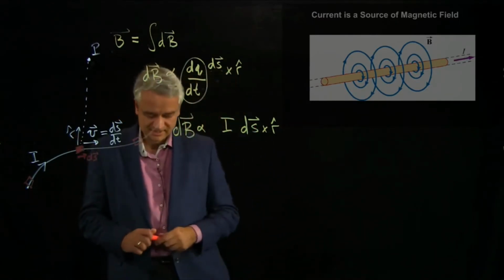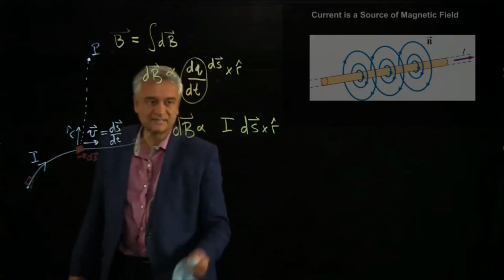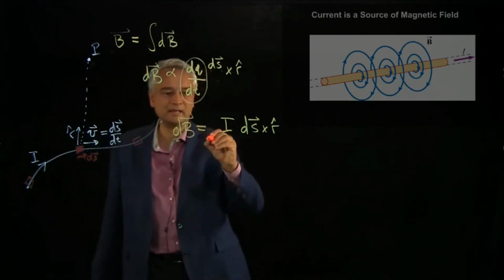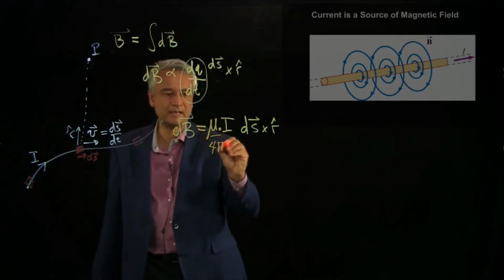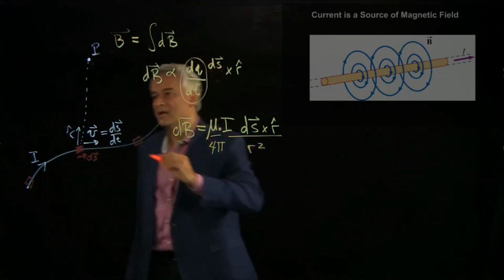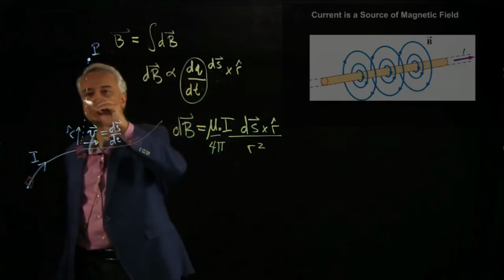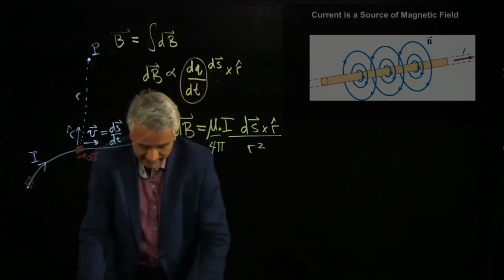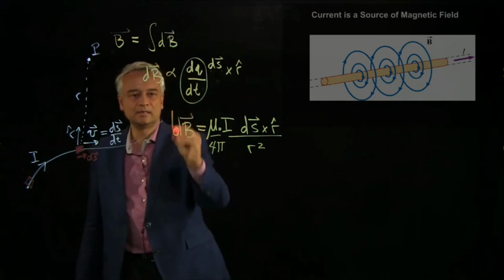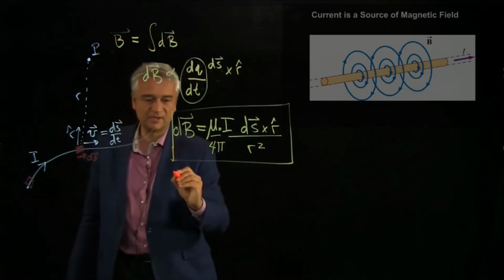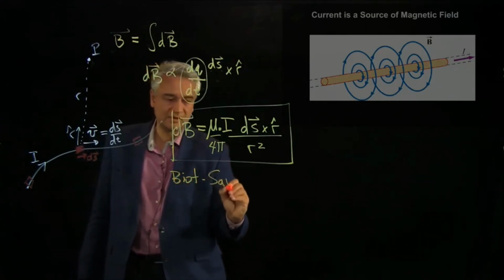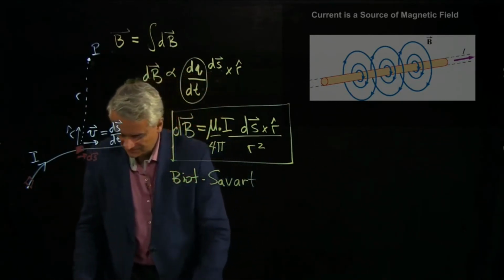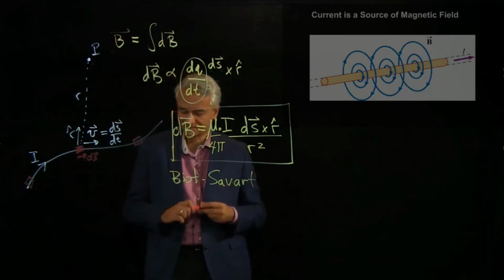And we're almost done. To finish this, to make this into an equality, I just remember the other bits of the fundamental force law that I didn't yet write down. So if I want to make this an equality, I need to have a mu naught over 4 pi. And I need to have a 1 over r squared, where r is this distance here. It's the distance from this point here to this point here. And this is called the Biot-Savart law. In English, Biot-Savart. In French, Biot-Savart. Named after two 19th century physicists who were among the early pioneers of electromagnetism.